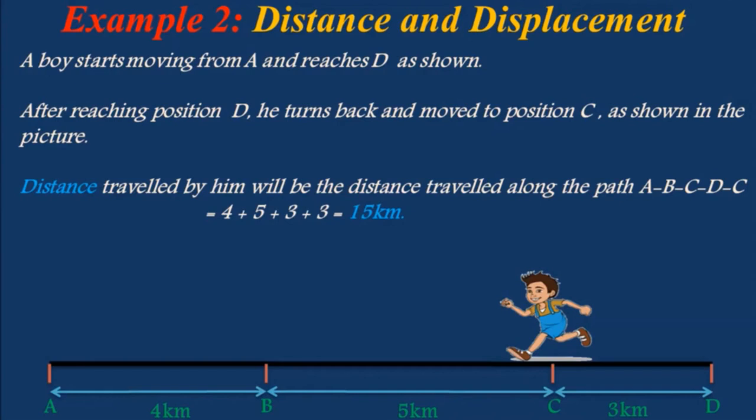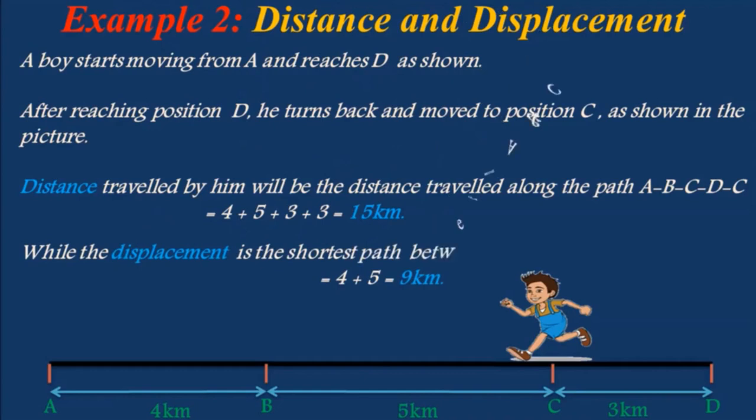Now, what will be the displacement? The displacement is the shortest path between A and C, because the initial point is A and the final point is C. So, the displacement is 4 plus 5 equal to 9 kilometers. Now, let us see speed.